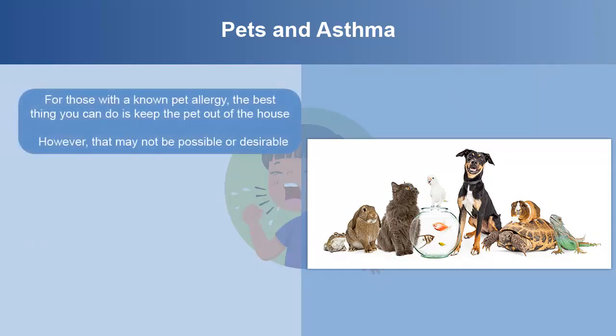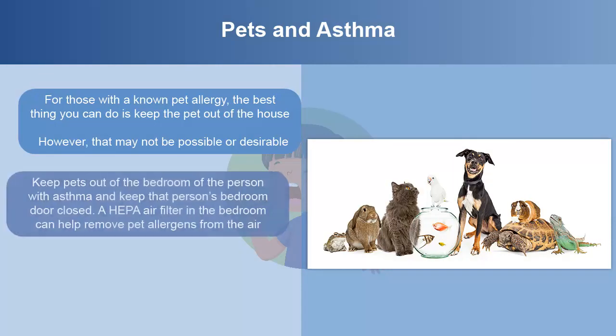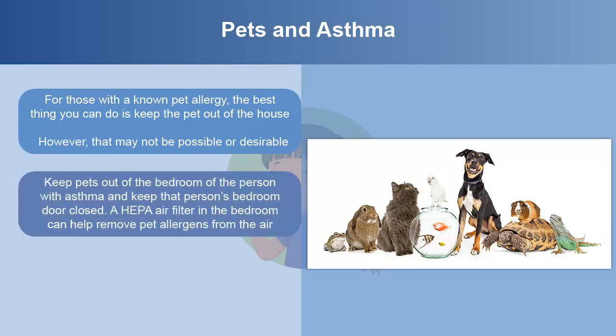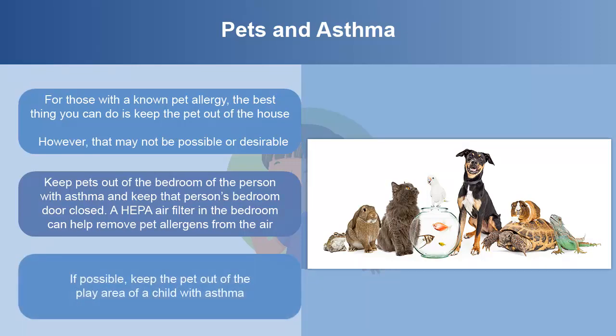For those with a known pet allergy, the best thing you can do is keep the pet out of the house. However, that may not be possible or desirable. At least try to keep pets out of the bedroom of the person with asthma and keep that person's bedroom door closed. A HEPA air filter in the bedroom can help remove pet allergens from the air. If possible, keep the pet out of the play area of a child with asthma.